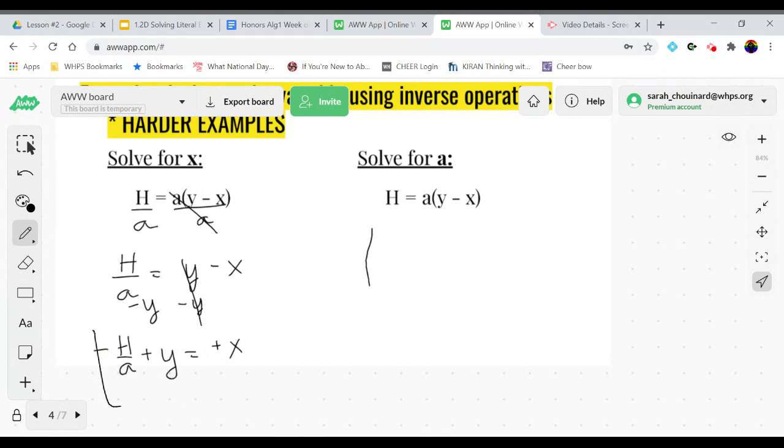So I basically just flip all of the symbols in the equation so that I can be left with what x is equal to. Negative h divided by a plus y.